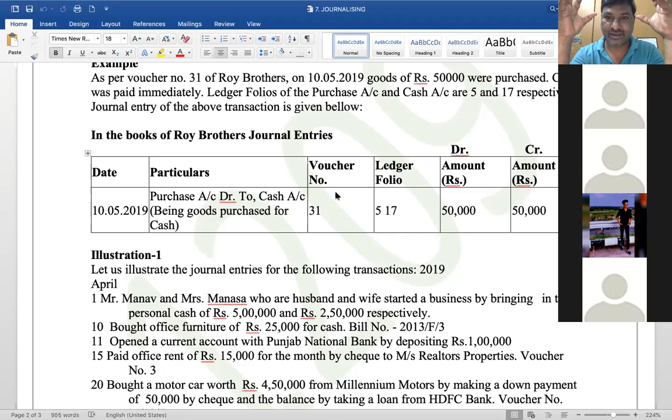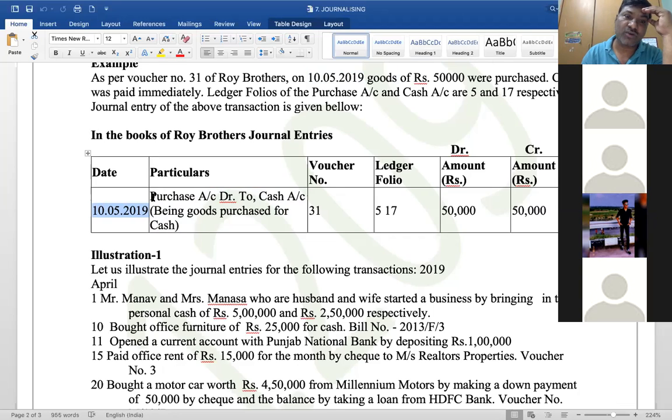There is a date. Bring this date and drop it here in the date column. Now goods bought for 50,000. Goods are bought for what? Cash was paid immediately. It is not for credit. It is for cash. 50,000 goods for cash are bought.